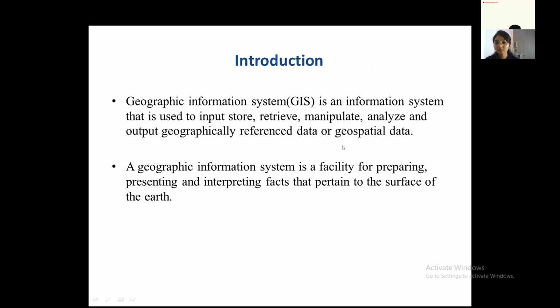So, if you want to go by the definition, a geographical information system is an information system that is used to input, store, retrieve, manipulate, analyze, and give the output in georeferenced, geographical format of the data. It is a facility for preparing, presenting, and interpreting facts that pertain to the surface of the earth, right? In short, as I told you, data which has the location information is called GIS data, and being able to analyze, manipulate, retrieve, and store such data are all part of GIS, right?